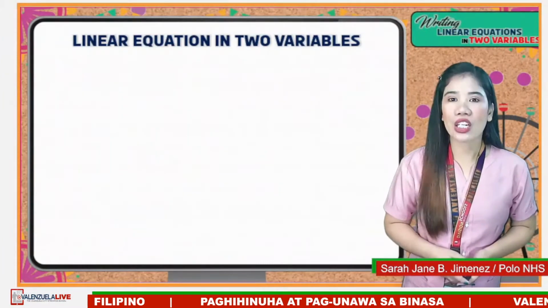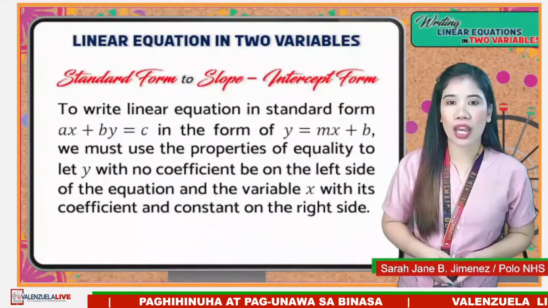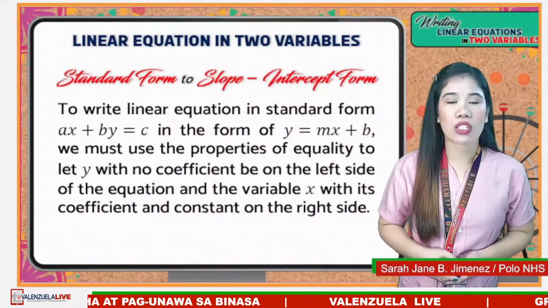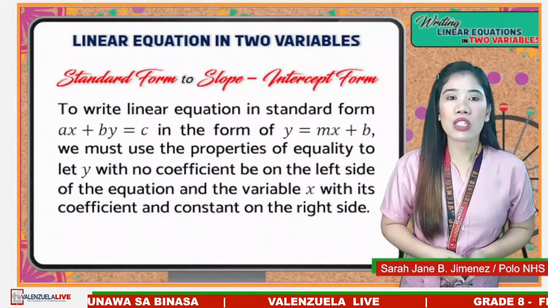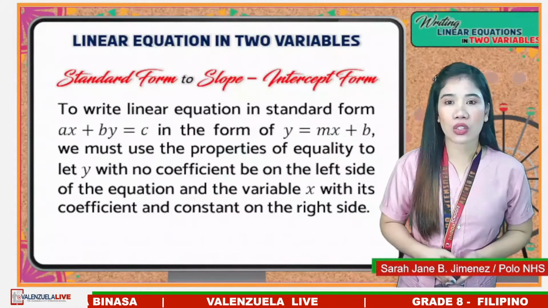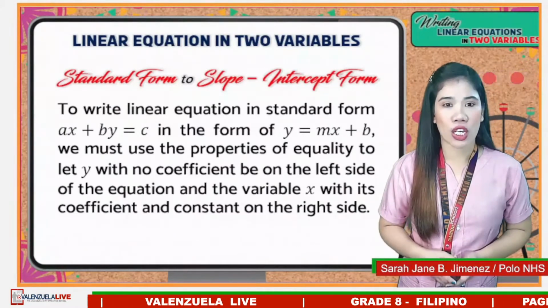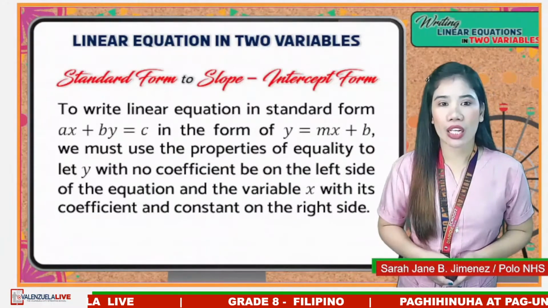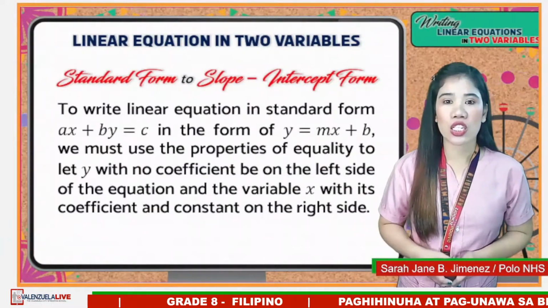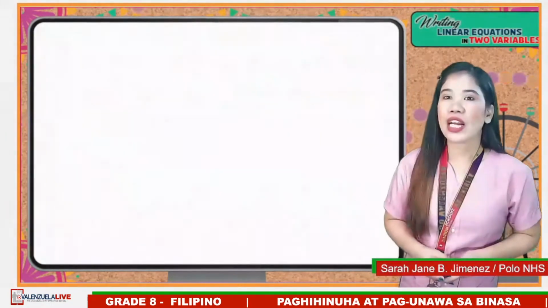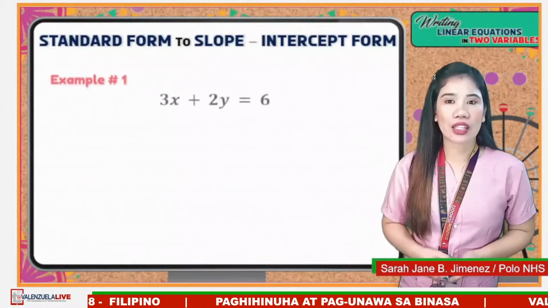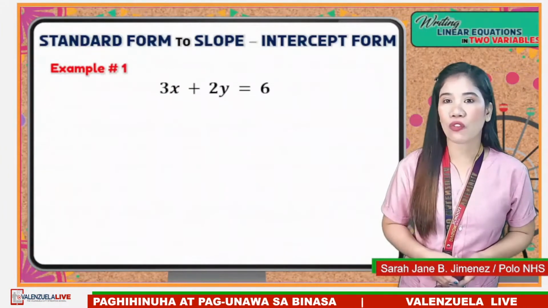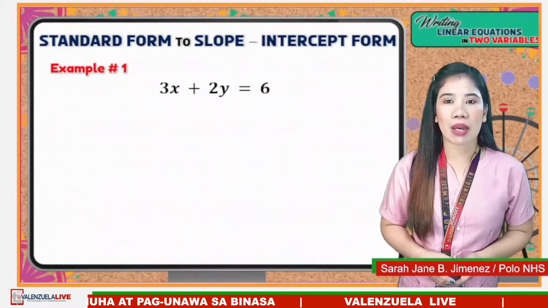To write a linear equation in standard form ax plus by equals c in the form of y equals mx plus b, we must use the properties of equality to let y with no coefficient be on the left side of the equation and the variable x with its coefficient and constant on the right side. For example number 1, write 3x plus 2y is equal to 6 in slope-intercept form y equals mx plus b.